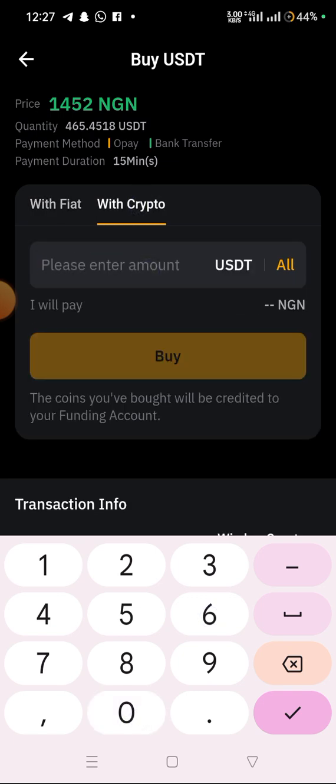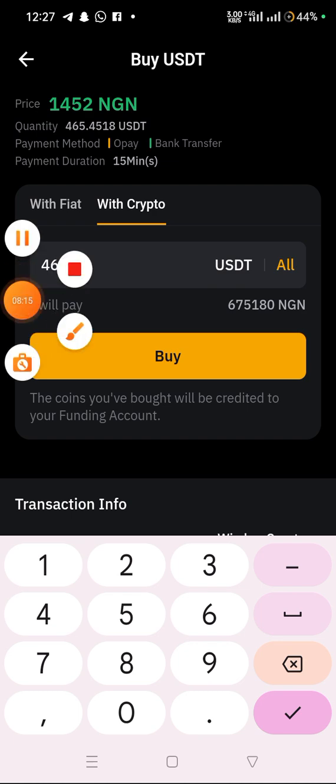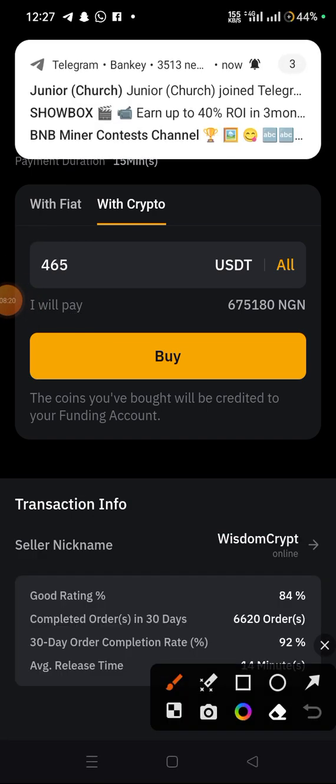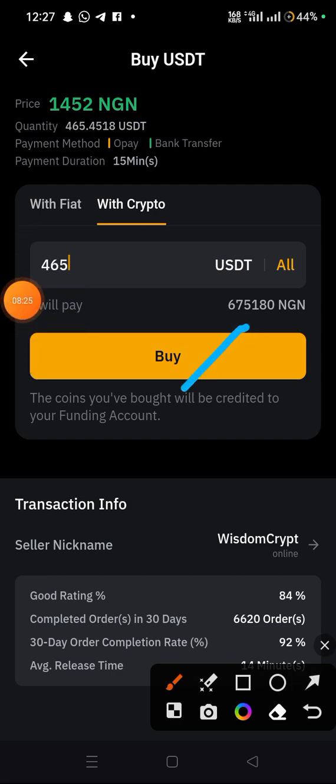Let's say I want to buy 465 USDT. 465 USDT is going to give us 675,580 naira. That is the amount this USDT is going to give us.